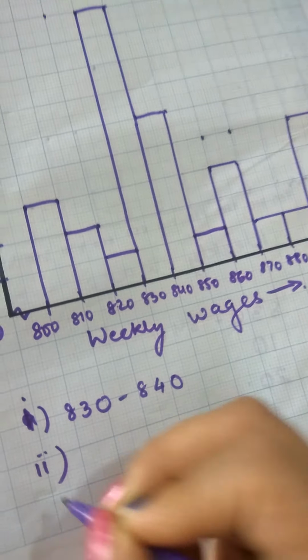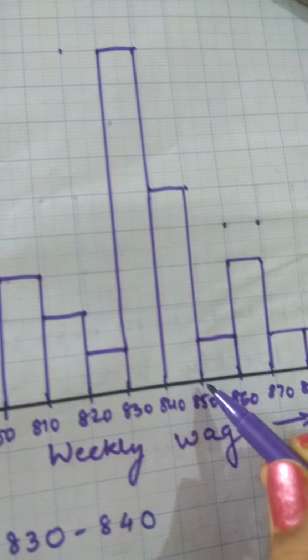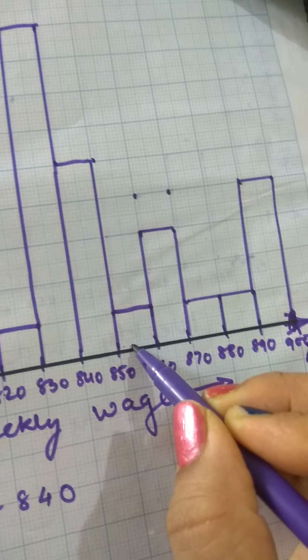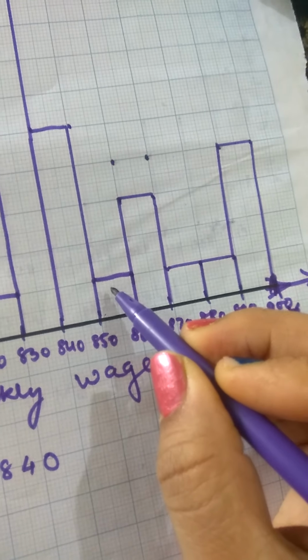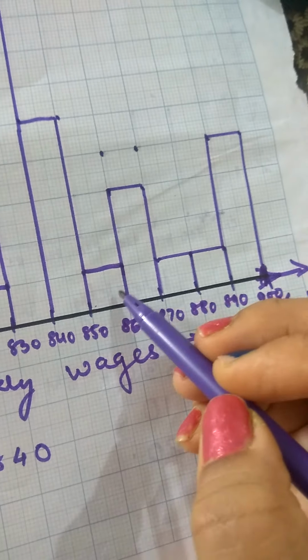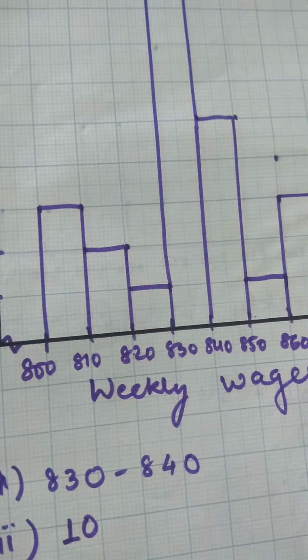Then part 2 is, how many workers earn rupees 850 and more? So 850 is this one, 850 to 860. So 850 and more are this. So it is 1 plus 3, 4, 5, 6, 7, 8, 9 and 10. So 10 workers earn 850 or more rupees.